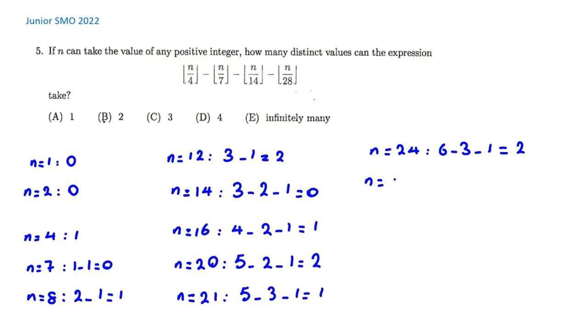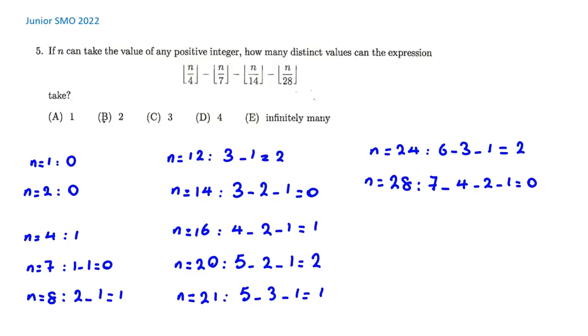And 25, 26, 27, 28. If you consider 28, it will be 7 minus 4 minus 2 minus 1, so it will be 0 again. And if you check 29, again it will be 0. Let me tell you something: we have 4, 7, 14, 28. As you can see, it's important to consider a multiple of each of them. So what is the LCM of all these denominators?